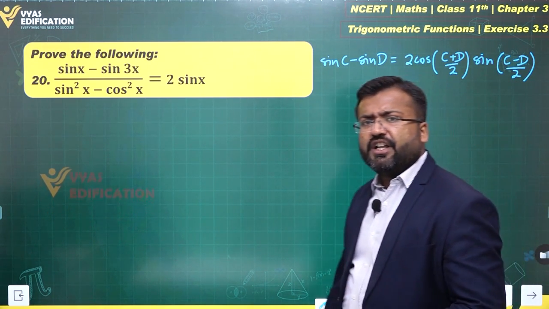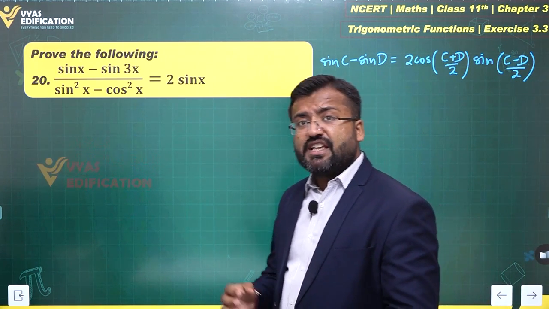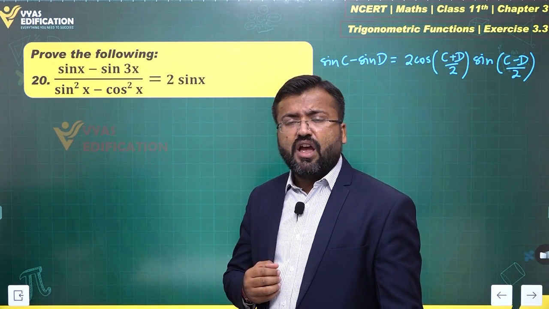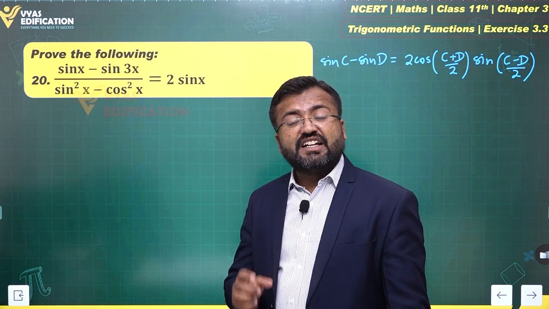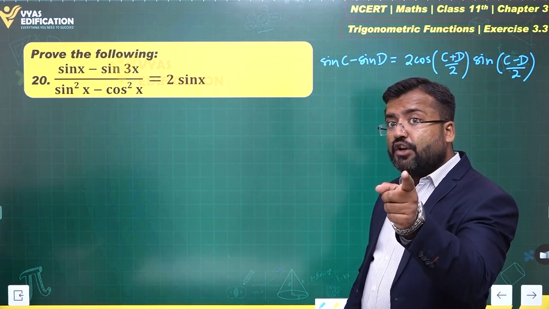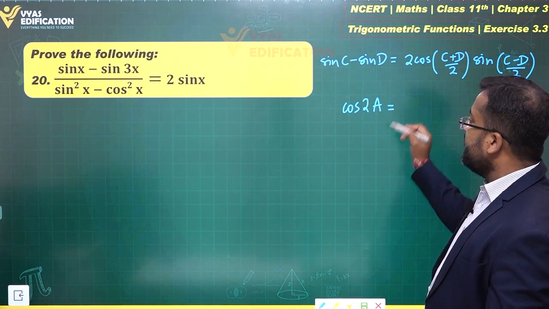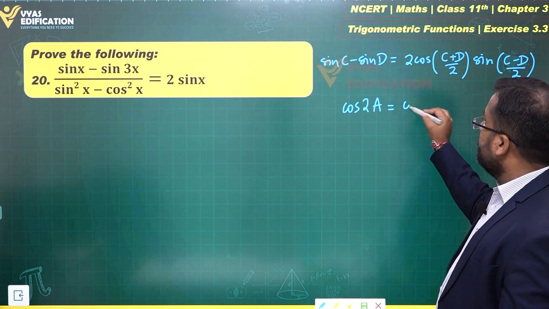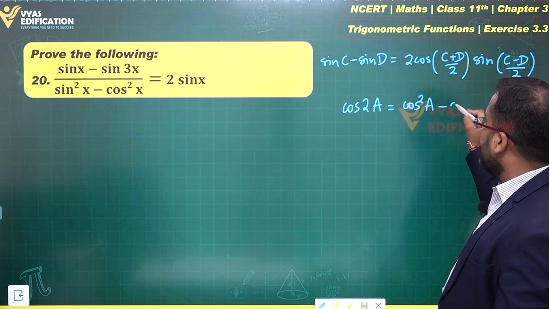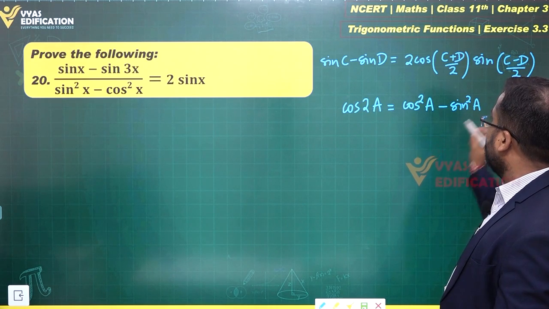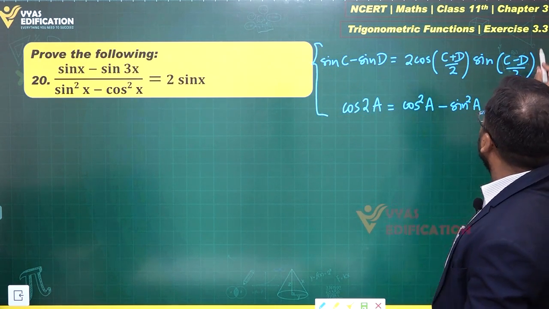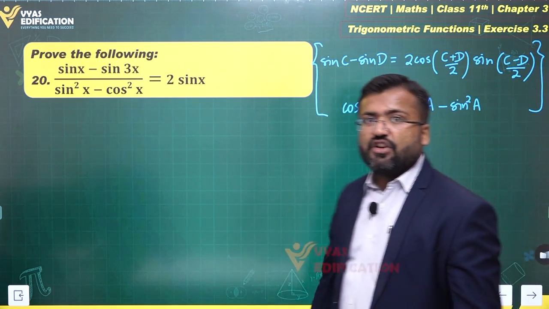What about the denominator? You may observe in the denominator you have sine square x minus cos square x. We remember one result related to cos 2a. If you may remember, cos 2a is equal to something. What is that? This is equal to cos square a minus sine square a. And if you remember these two identities, you can easily solve this question.